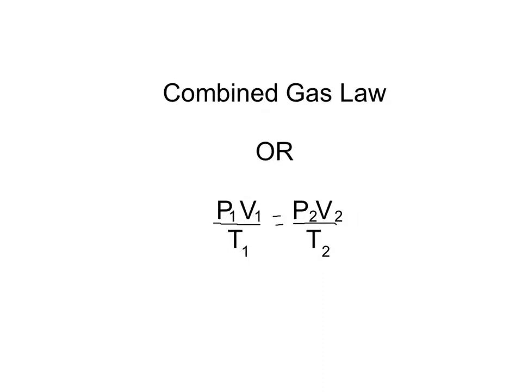Mr. Guthrie here, continuing to look at the gas laws, and this is the last gas law that I'm going to go over, which is the combined gas law. As you can see by that equation, P1 times V1 divided by T1 equals P2 times V2 divided by T2. It's really a conglomeration of all the gas laws we've done, hence the name combined gas law.